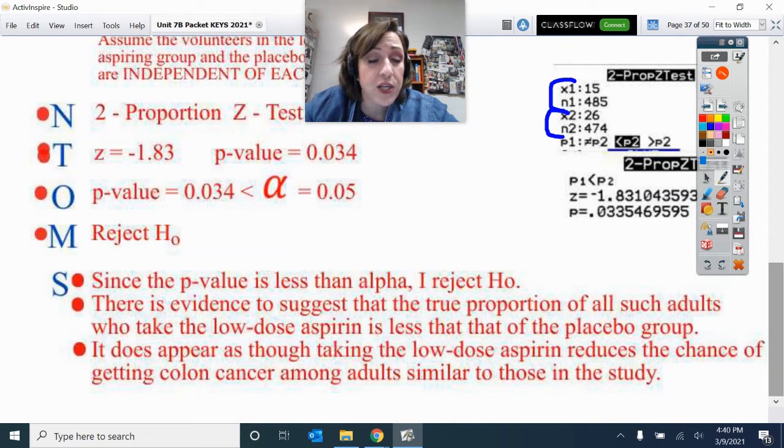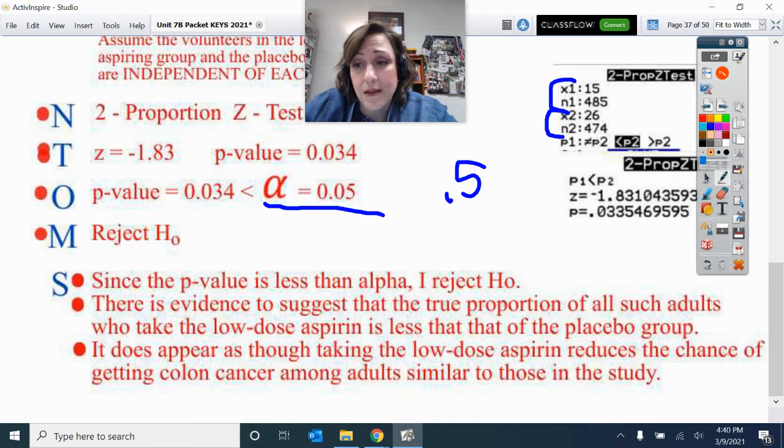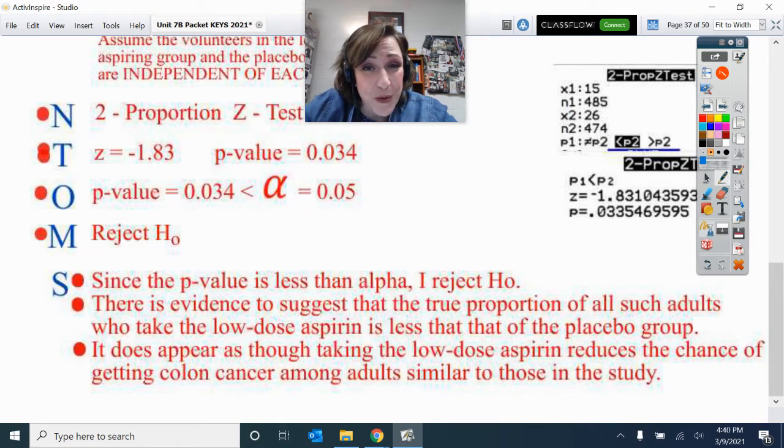So with that p-value being less than alpha, guys, alpha is 0.05, not 0.5. 0.5 is 50%. That's not alpha. Alpha is 0.05. So we're going to reject the null. Since the p-value is less than alpha, I reject the null.